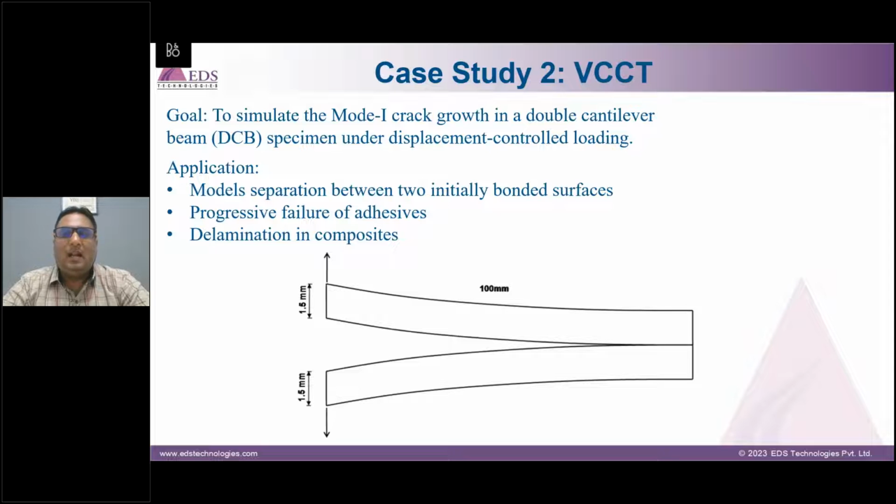Now moving towards our second case study, that is our VCCT technique, which is nothing but the virtual crack closure technique. Once we need to understand what mode 1 crack growth is for a double cantilever beam, this is an example. Moreover, the applications can be used where two bonded materials are there. You need to understand the delamination or the debonding of composites, adhesive failure of the composites. So all these things can be covered in this particular case study.